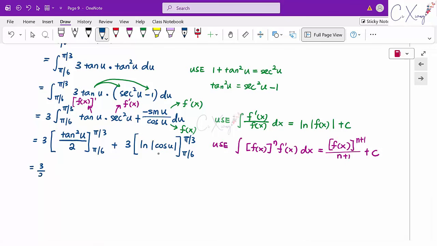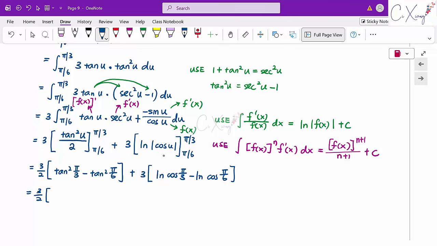Alright, so substitute in the limit, substitute in pi over 3 into my tangent square. So I'm having tangent square pi over 3 minus tangent square pi over 6, sorry. Okay, then plus 3 ln cos pi over 3 minus ln cos pi over 6. Alright, then we slowly put in all the possible values that we have here.